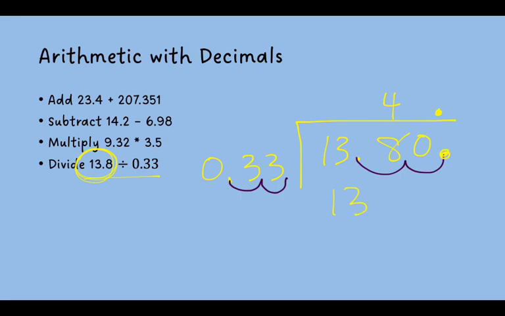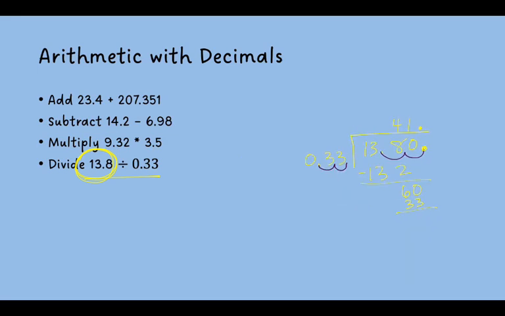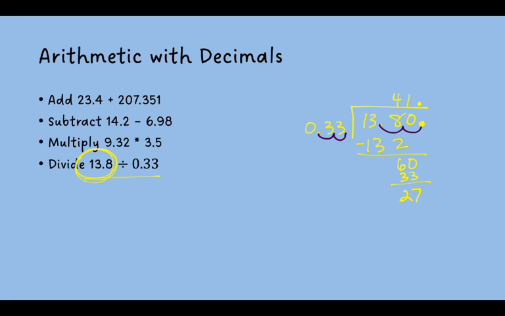Not 8, but 2. I subtract. That makes 6, and then bring down my 0. How many times does 33 go into 60? 1 time, and I put that right next door. Subtract. 27. Got to bring down that invisible 0. How many times does 33 go into 270? 8 times.